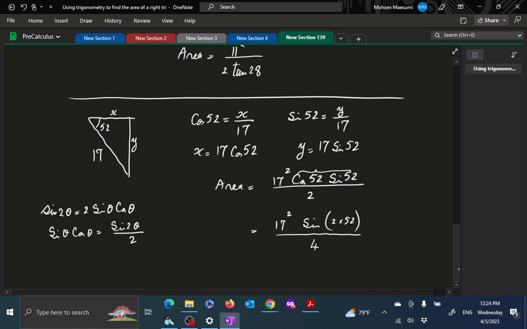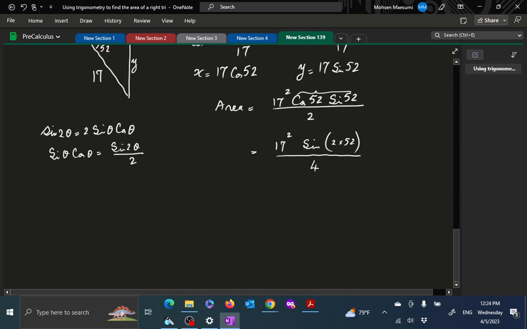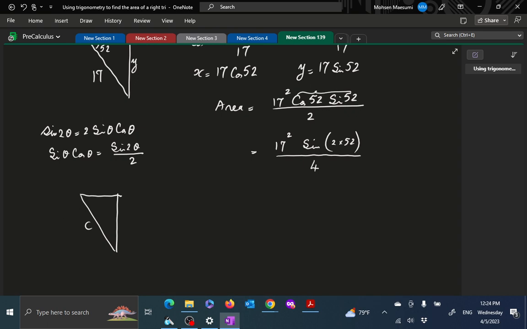So to paraphrase this, if I have C, and this is angle theta, the area, I can write it C squared sine of theta cosine of theta divided by 2, or another form of it, C squared sine of 2 theta and then divide by 4.